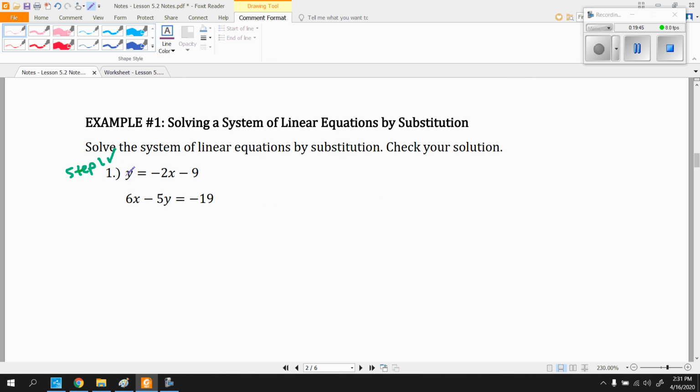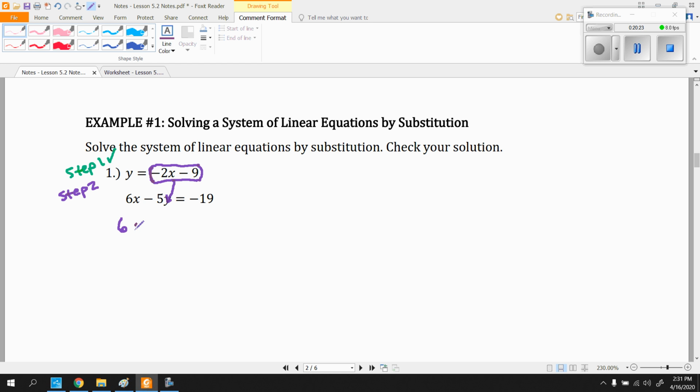We've got one of the variables by itself, step 1. Step 2, I'm just using the colors here to remind us. Step 2 is take this entire thing, this negative 2x minus 9, and substitute, I'm going to actually circle it here. This negative 2x minus 9, wherever I see a y in the other equation, I'm going to substitute this whole thing in for it. So at this point, we need to do a little rewriting here. So follow along with me now. So 6x, did we say to do anything with the 6x? Nope, let's leave it there.